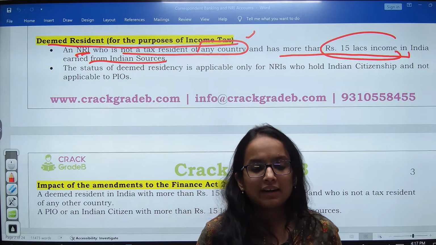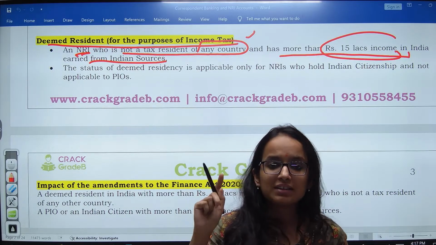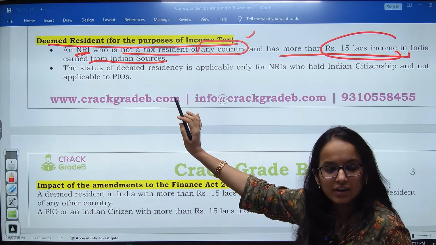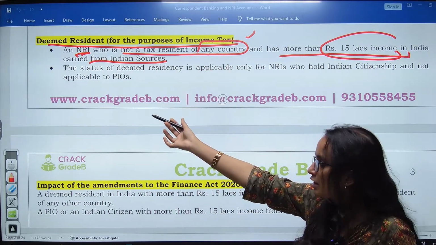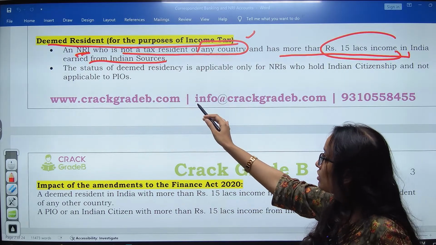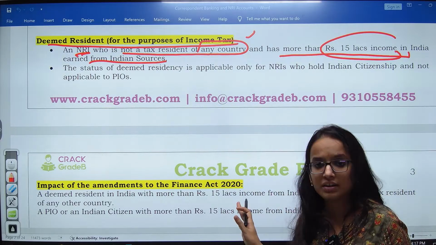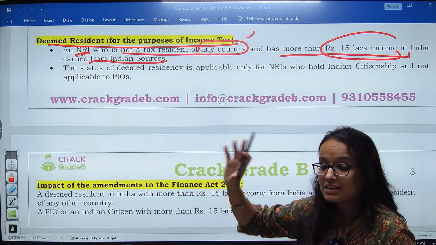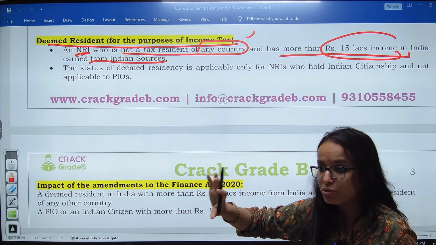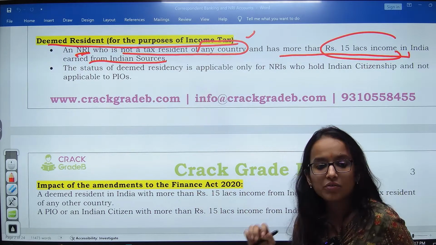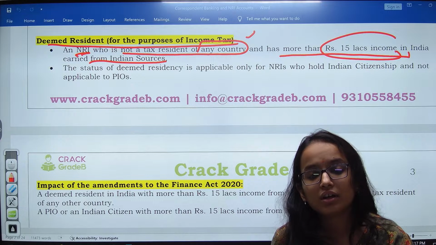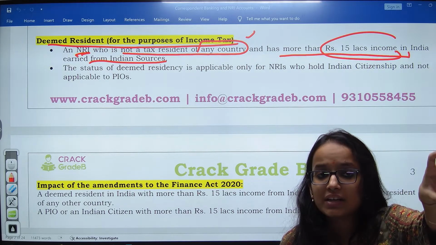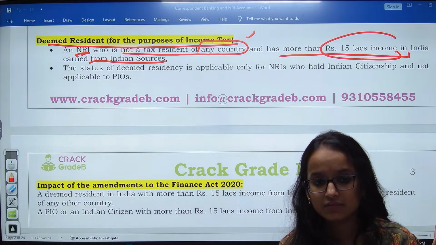So who will be classified as a deemed resident? The first criteria is that the person will be an NRI, non-resident Indian. We have seen the criteria for NRI above, right? An NRI who is not a tax resident of any country. That NRI is not paying income tax in any other country. Are you getting my point? Not being a tax resident of any other country means that for taxation purposes, you are not classified as resident in any other country as well.